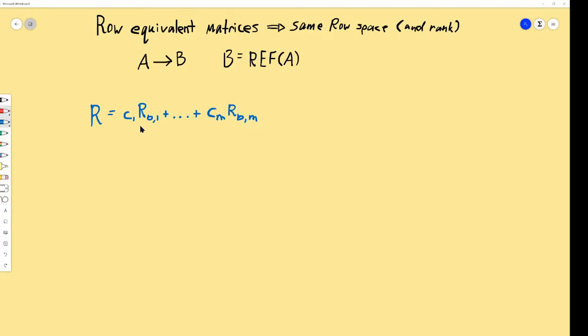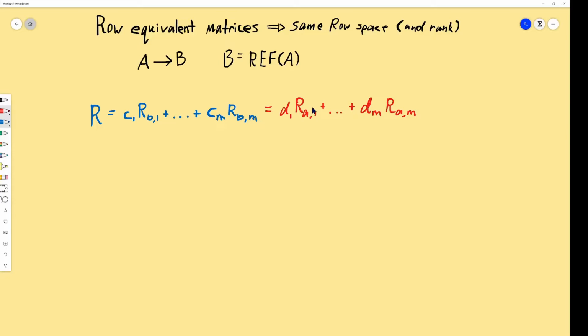Well, how did we get each of these rows in B? We got them from row operations on matrix A. In other words, each of these rows are themselves linear combinations of the rows of A. Therefore, R, which is equal to a linear combination of the rows of B, is really equal to a linear combination of linear combinations of the rows of A, which is just one linear combination of the rows of A, so it's also in the row space of A. So we've shown that the row space of B is contained within the row space of A.